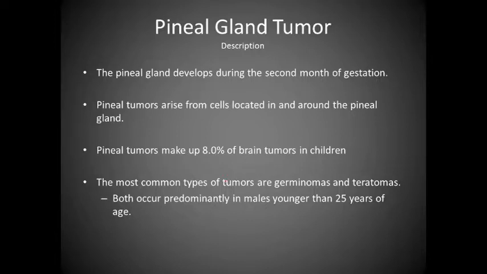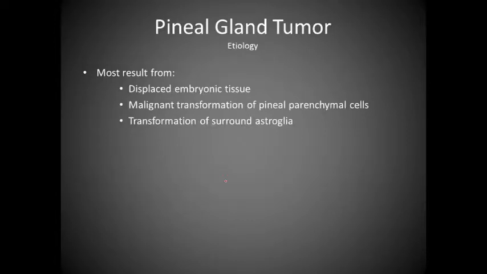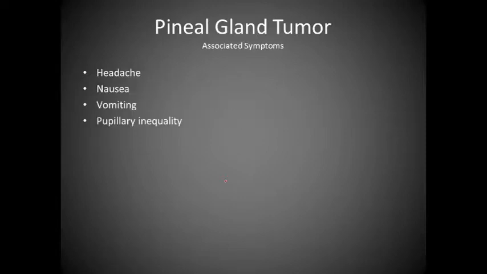So that brings us to a pineal gland tumor. The pineal gland develops during the second month of gestation. Pineal tumors arise from cells located in and around the pineal gland. Pineal tumors make up 8% of all brain tumors in children. And the most common types of tumors are the germinomas and teratomas, which both occur predominantly in males younger than 25 years of age. Most result from displaced embryonic tissue, malignant transformation of the pineal parenchymal cells, and transformation of the surrounding astroglia.